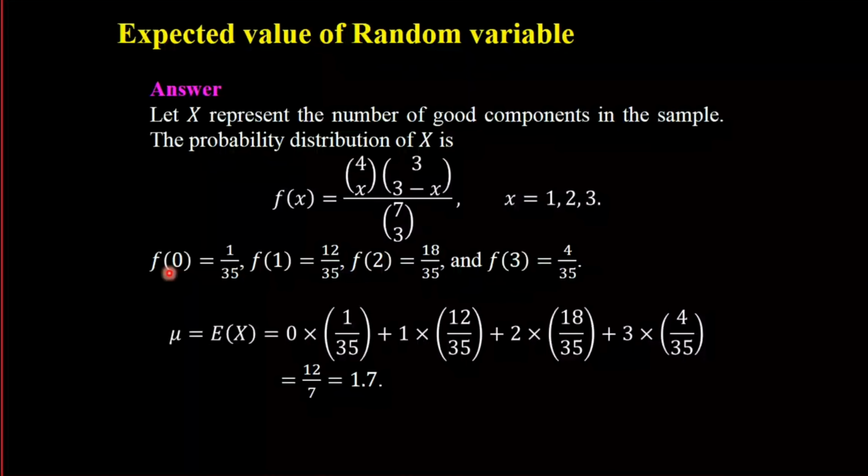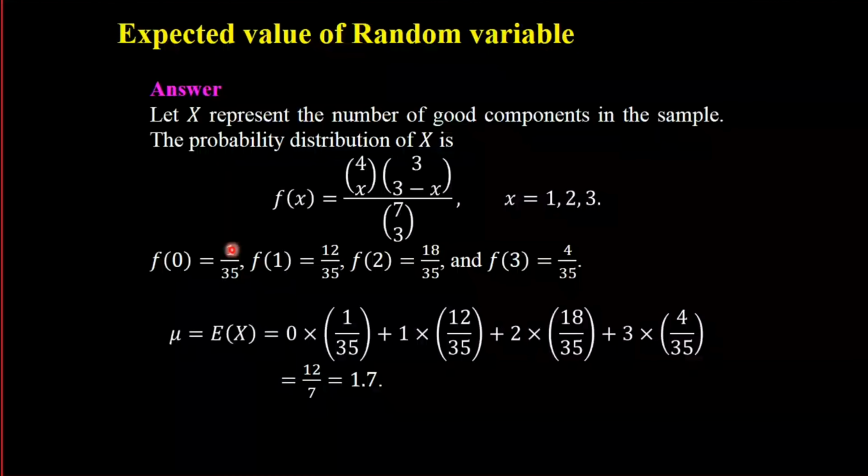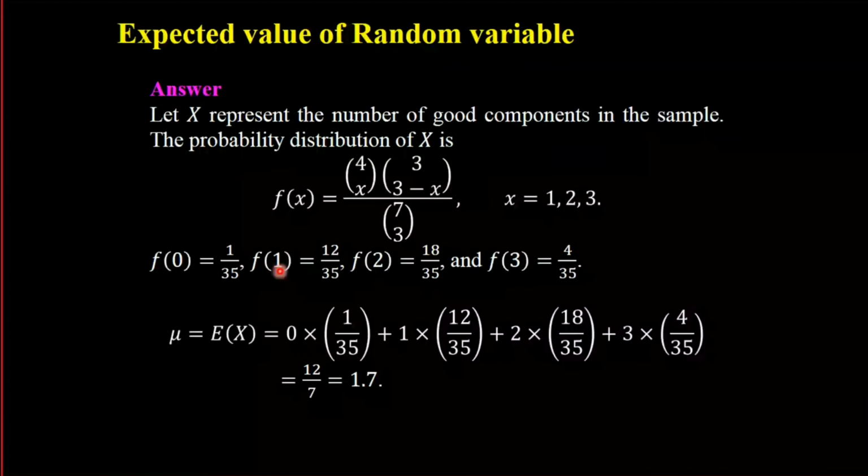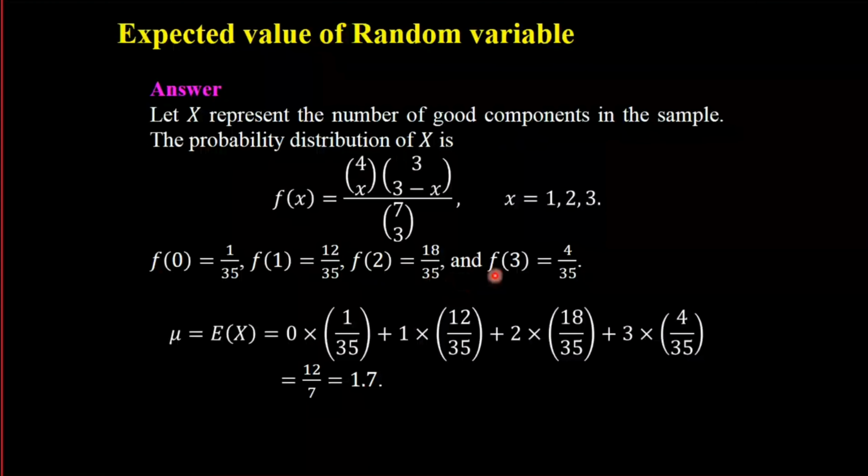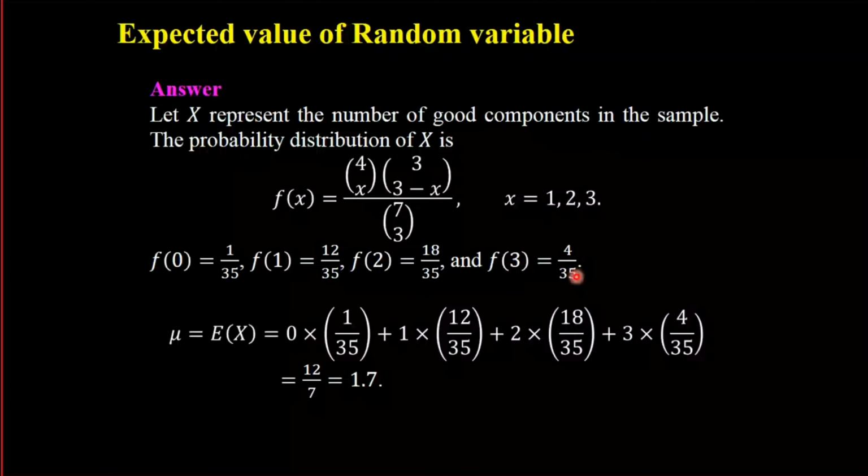If you put x equal to 0, meaning 0 good items and all defective, then it will be 1 by 35. So 1 by 35 will be the probability you get. If you put 1, then 12 by 35; for 2, 18 by 35; for 3, 4 by 35.